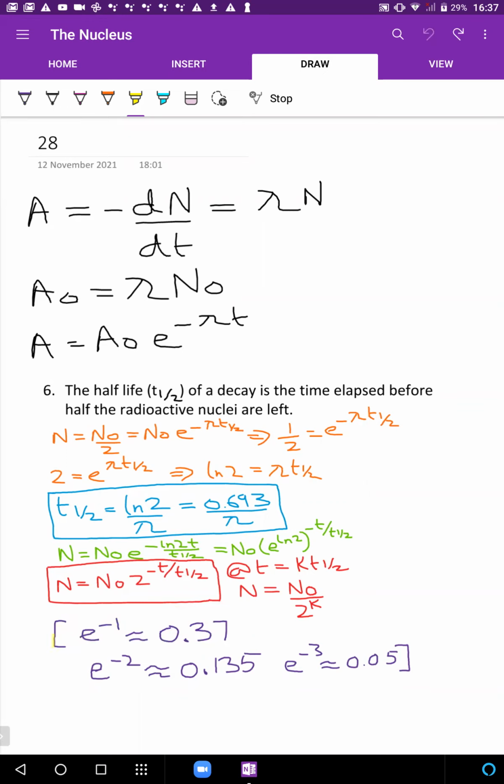So it will help if you remember these 2-3 terms, maybe not here, but even more so for your CR circuits. e raised to -2: in two time constants it reduces by 86.5%. 86.5% is reducing, so 13.5% remains. So e raised to -2 is 0.135, and e raised to -3 is a simple one. It reduces by about 95% in three time constants, and 5% remains. So e raised to -3 is 0.05.